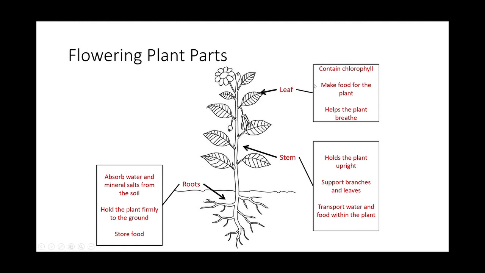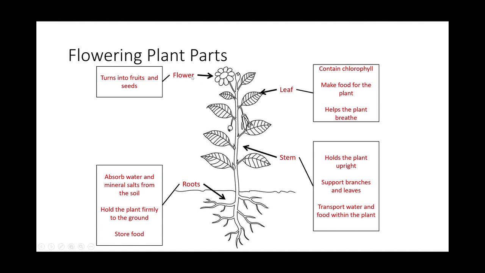Then using the light they trap, they will make food for the plant. Okay, and then of course the leaf also helps the plant to breathe, just like I told you as well. Okay, flower. Flower actually doesn't give any food or water to the plant.